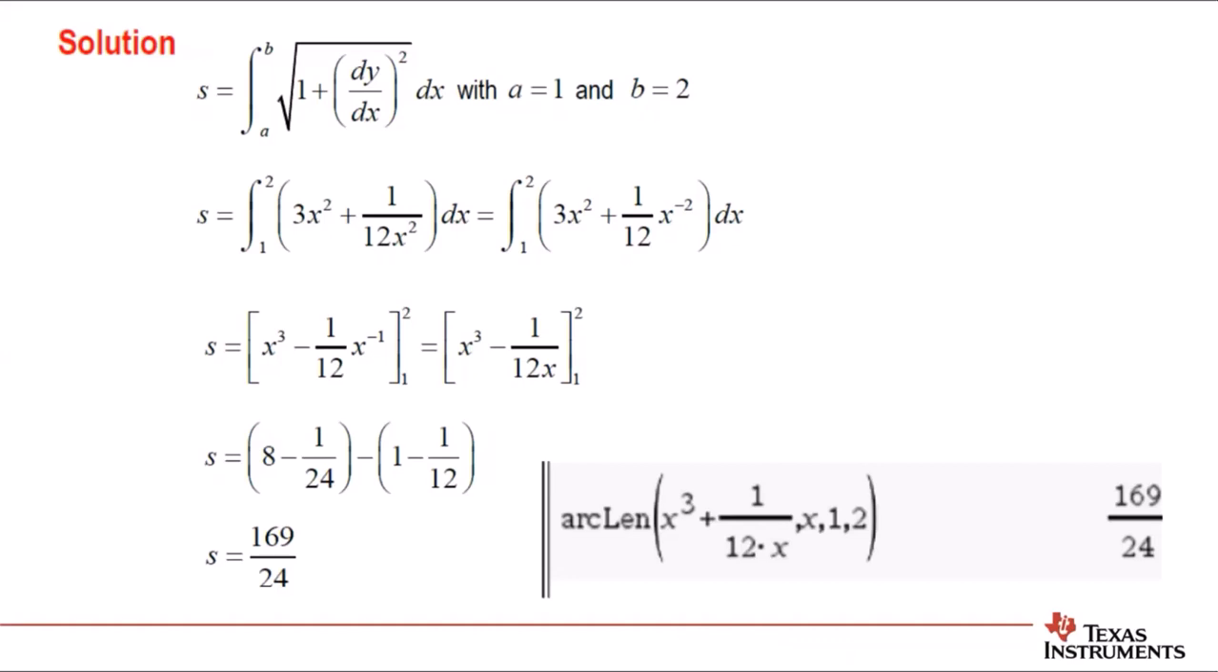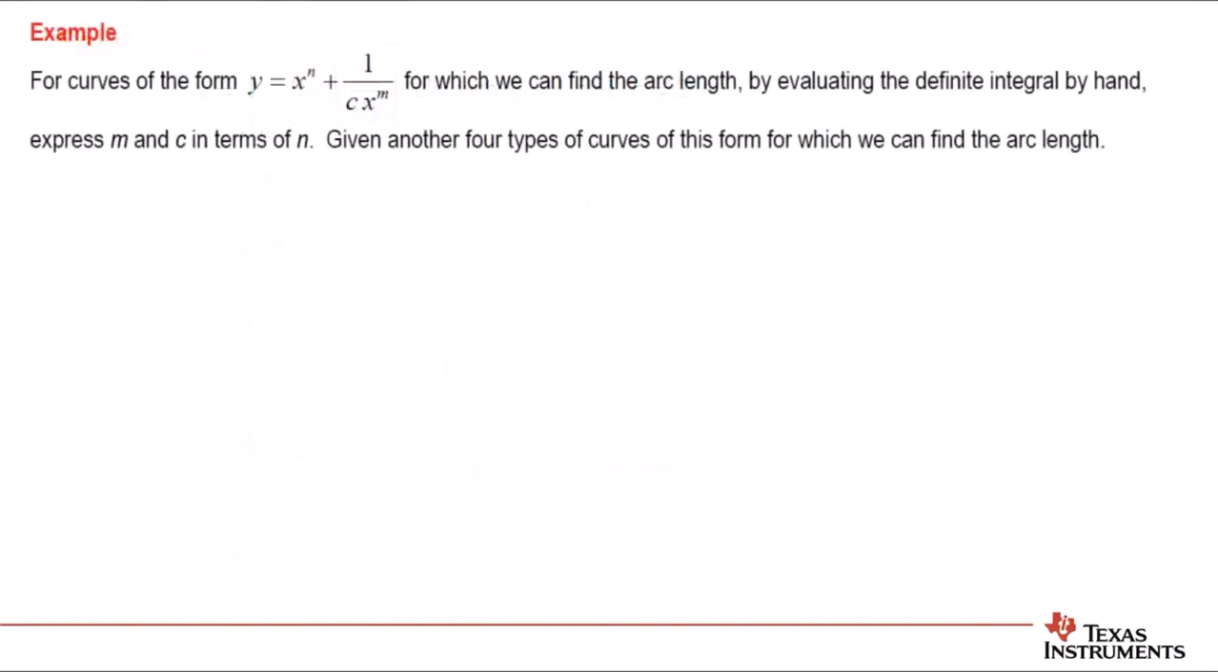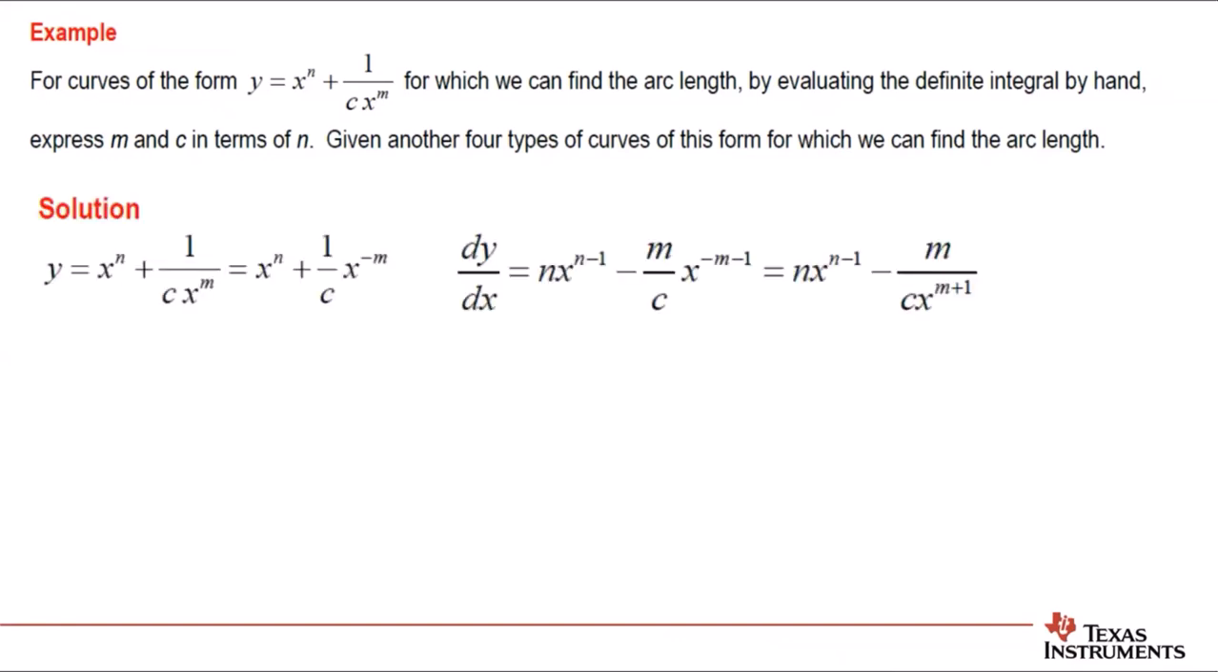So what's the relationship between those sort of questions? So I thought this was a nice idea. Can we find some other curves for which we can find the arc length? In other words, which we can evaluate the definite integral by hand. So what's the relationship between m and c there in terms of n? Remembering, of course, we want this thing to sort of be the perfect square, which actually cancels out.